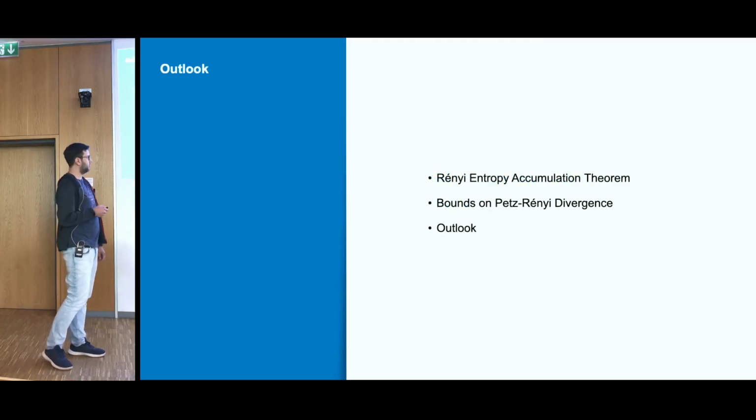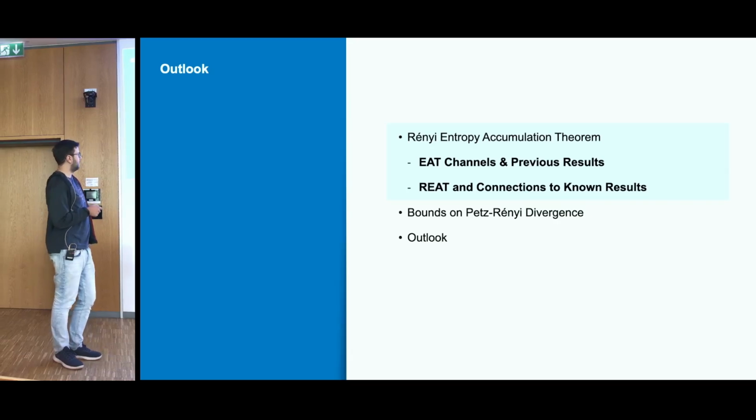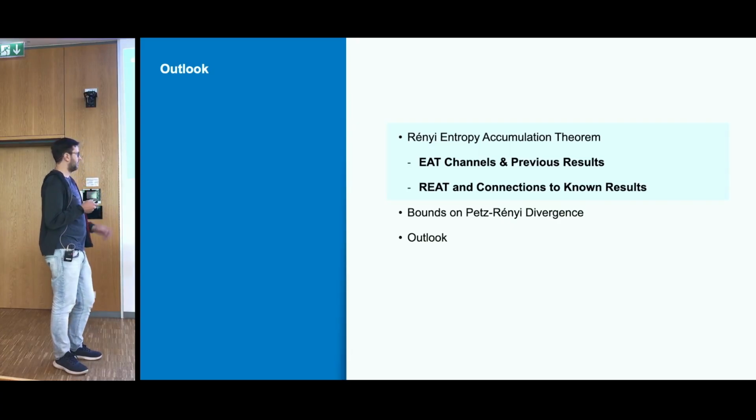Okay, so the broad structure of today's talk is, first I'll talk about the Renner EAT, and then I'll talk a little bit about Petz-Renner divergences and how one can use them in the DI setting, and then I'll conclude. So first, I want to talk about what entropy accumulation theorems actually want to show. For that, I need EAT channels, and then I'll talk about our results.